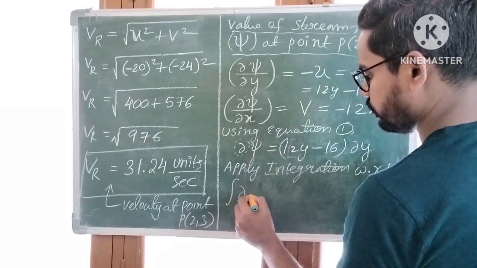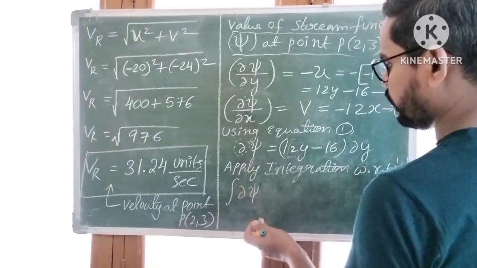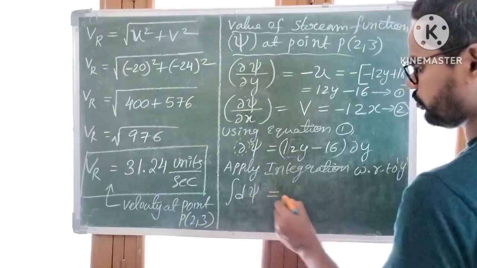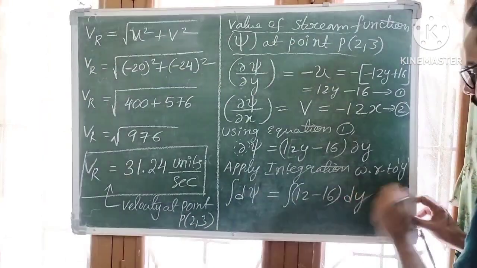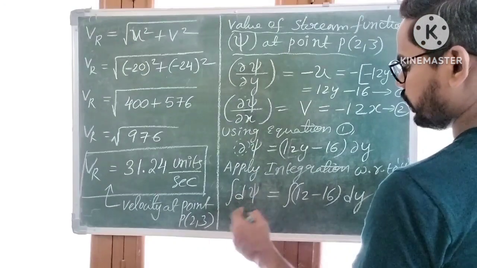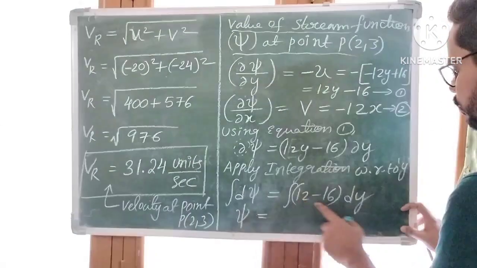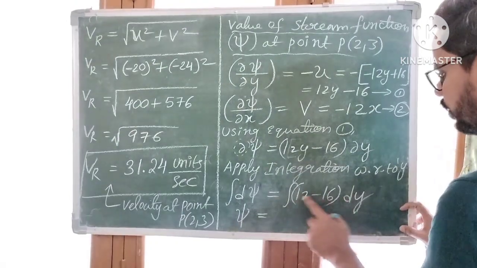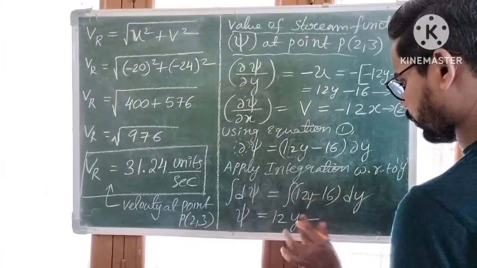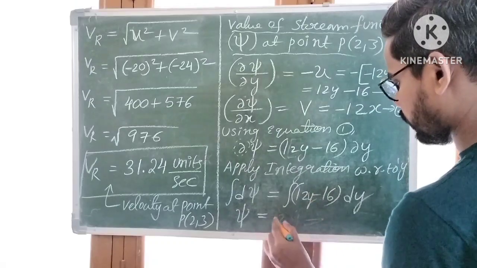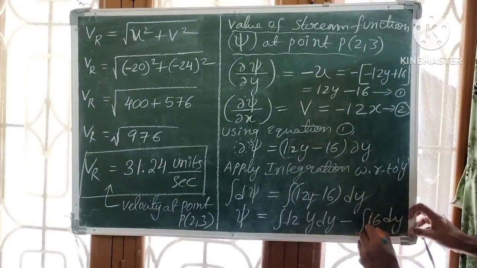So integral of dou psi. If you apply integration, dou psi becomes d psi is equal to 12y minus 16 dy. So the integral of d psi means psi. 12 is a constant, so integral 12 dy, and the integral of 1 dy is y. Sorry, 12y. First of all, let us distribute this: integral 12y dy minus integral 16 dy.